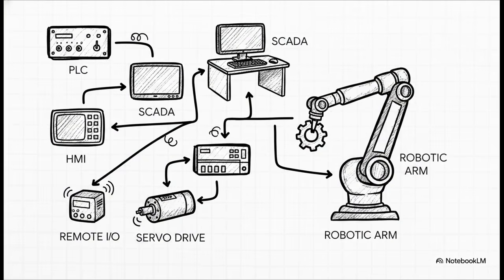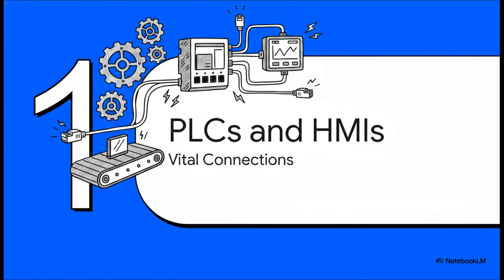So, what exactly populates this industrial network? Well, look at this. From PLCs and HMIs to SCADA systems, servo drives, remote I/O, and of course, industrial robots. It is a massive variety of devices. You've got everything from tiny control systems to giant, heavy moving arms, all linked together. So for the rest of our time today, we're going to logically group these components and really understand how they interact to form what is basically the nervous system of the factory. Let's see how this builds our first group, PLCs and HMIs.